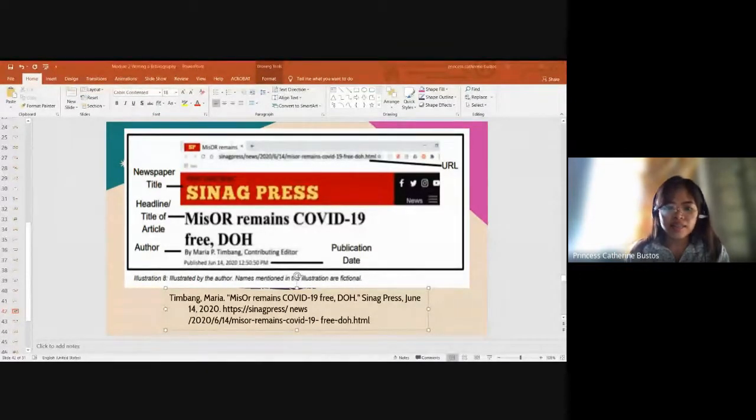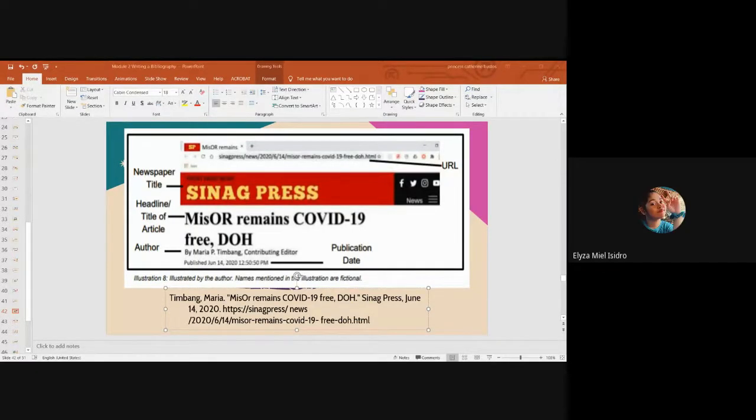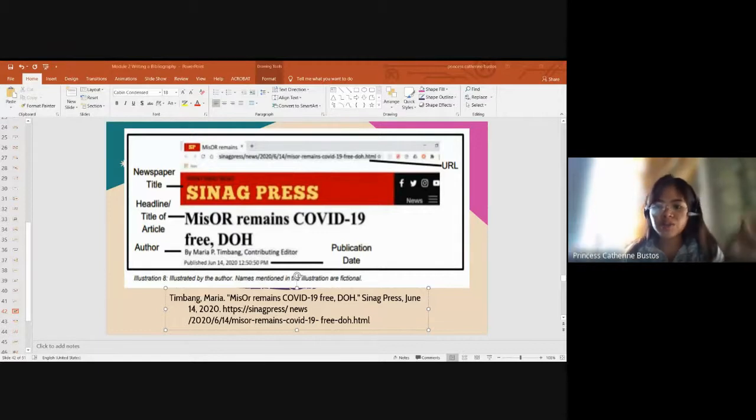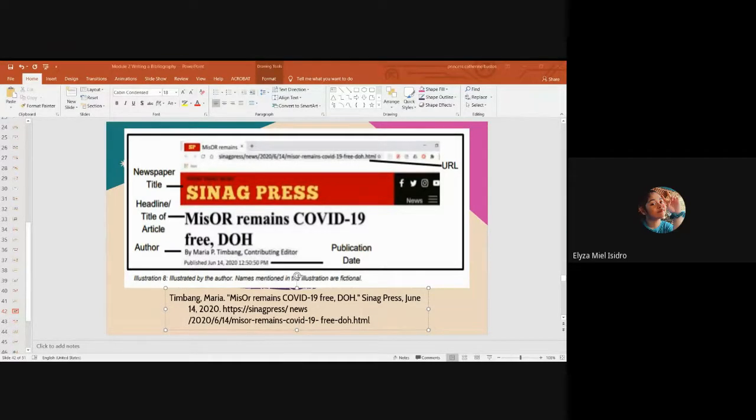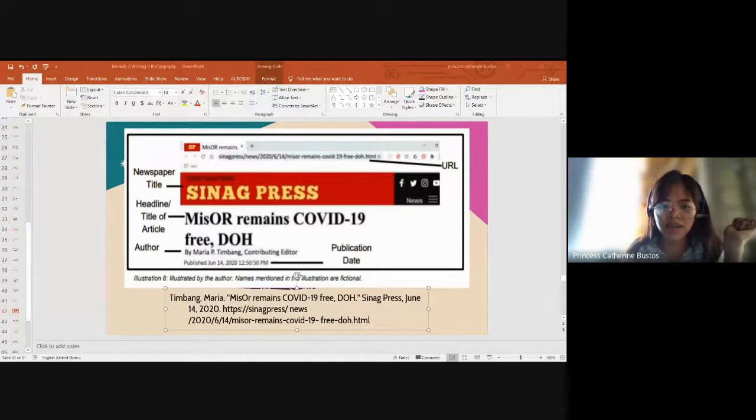Okay. Now let's continue. What's next after the name of the author? What is "Miss O.R. remains COVID-19 free"? What's that? Title of the article, ma'am. Okay. What's the punctuation mark outside the title? Quotation marks. Okay. And then what's next after the title of the article? It's okay, Pauline. Condolences. Yes, Rian.